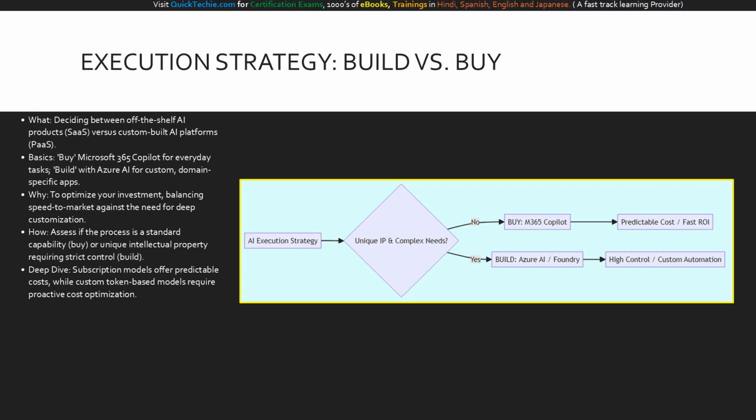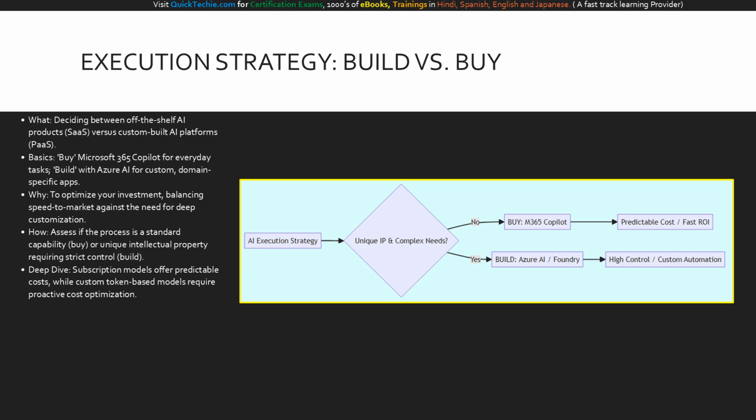Once you identify a high-value process, you face an execution decision: build versus buy. What does this mean? It is the choice between adopting a ready-to-use SaaS solution like Microsoft 365 Copilot or building a custom application using a PaaS solution like Azure AI. Why is this critical? It dictates your speed to market, your level of control, and your cost structure. How do you decide? If you need to automate standard tasks like summarizing emails, drafting presentations, or analyzing standard spreadsheets, you buy.